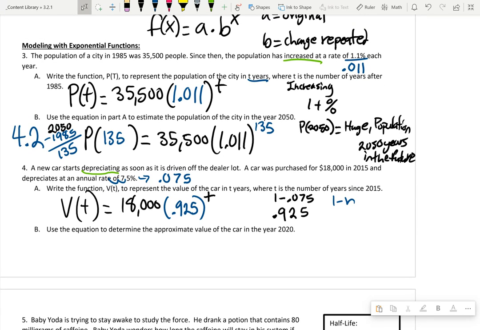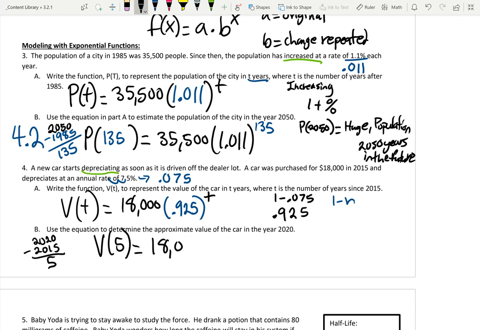So now I'm going to go ahead and figure out since the year 2020. And I'm going to be careful because I need to put in the input the amount of time that will have passed. Well, I'm going to do 2020 minus 2015 and get a time value of 5 years. So I'm going to put V of 5 equals $18,000 times 0.925, and I'm going to raise it to the 5th power.